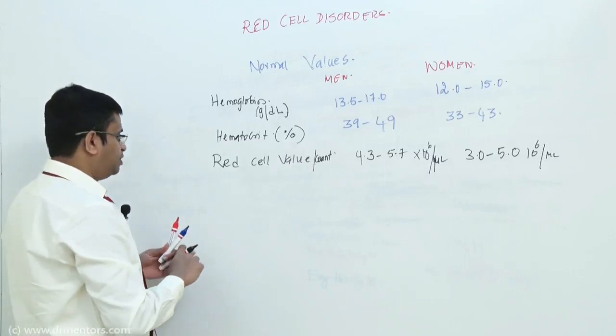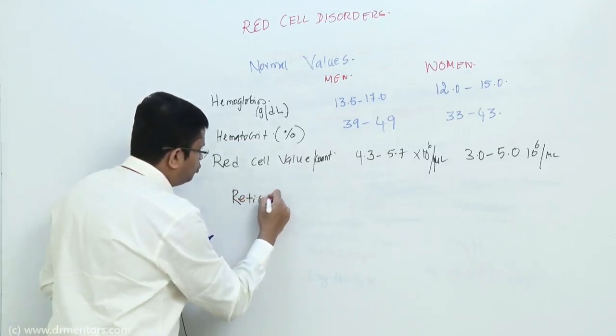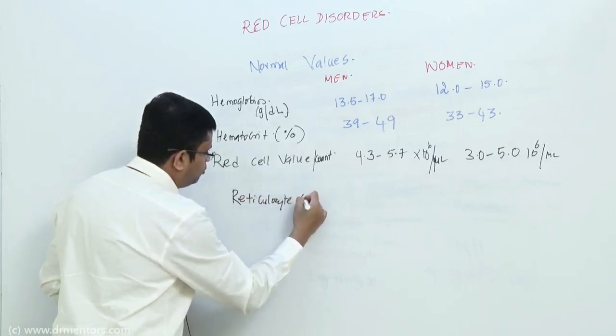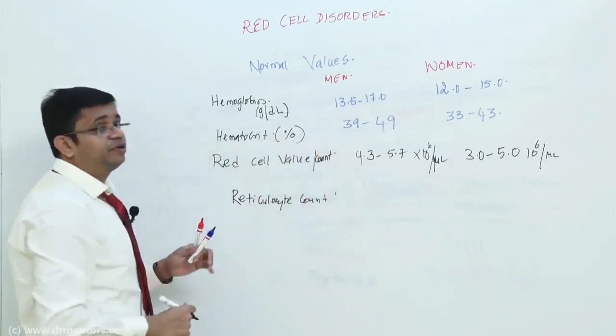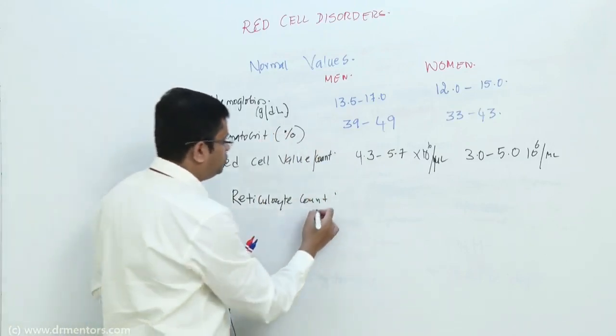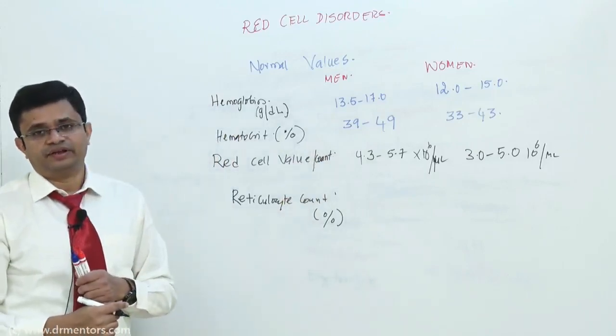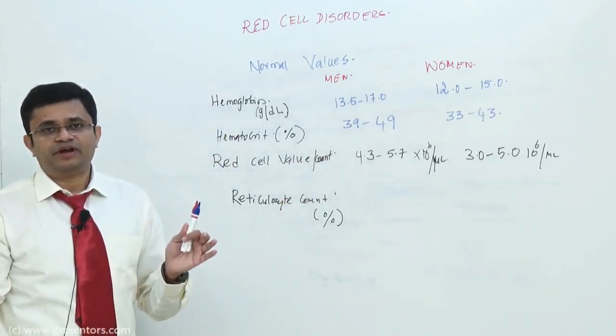Now we'll go on to the retic count. That's a very important question we get in the exam. Reticulocyte count is something every examiner is assessing. Again, this is measured in percentage, and we don't have separate values for men and women.